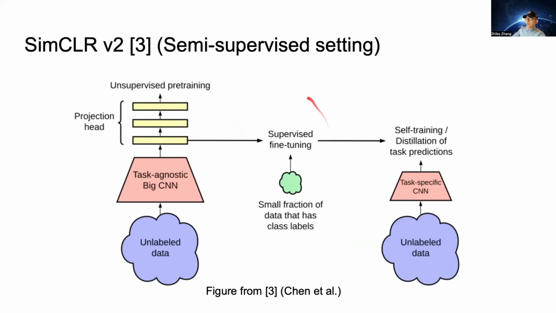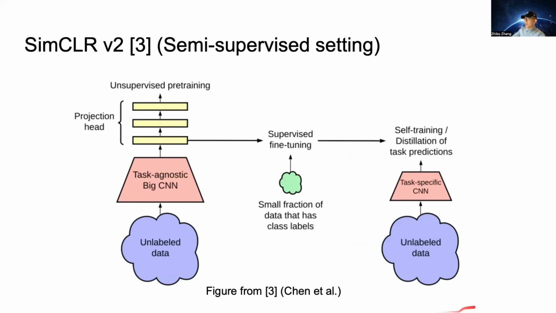And in the second stage, the middle part here, they fine-tune this pre-trained model using the small fraction of data that has class labels. So with the small fraction of labeled data, they do some supervised fine-tuning. And this actually is very helpful, as we can see later on in the empirical results.